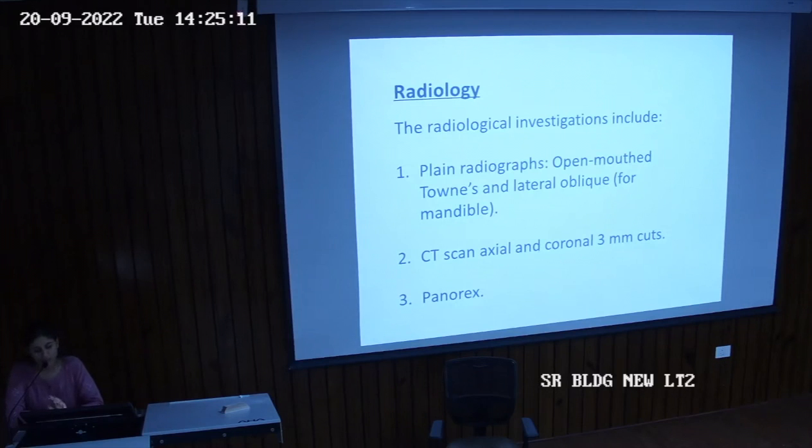So now we come to the more important part. The patient has been stabilized. You've either intubated or shifted him into the emergency after knowing that the airway and circulation is fine. Now we see what are the fractures that have happened on the facial skeleton. For that we do radiology. So plain radiograph, you can do Townes view, you can take lateral oblique for mandible, you can do a CT scan, and you can do an OPG.